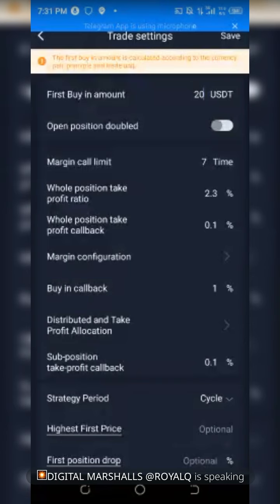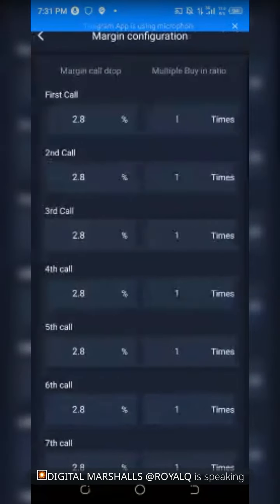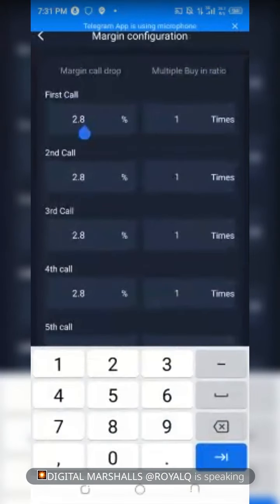Now, the next place is called margin configuration. So we tap on margin configuration. Margin configuration will be on a default setting.